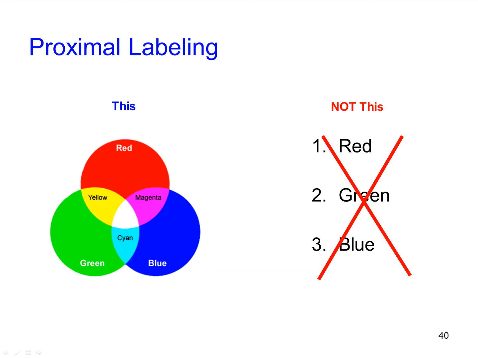Proximal labeling is a common sense technique to improve the efficacy of graphics. The trick is to label examples closest to their points of use. So, for example, rather than making a bullet list of the color wheel, label the colors in place. The further related items are graphically, the more likely it is that people will dissociate them.